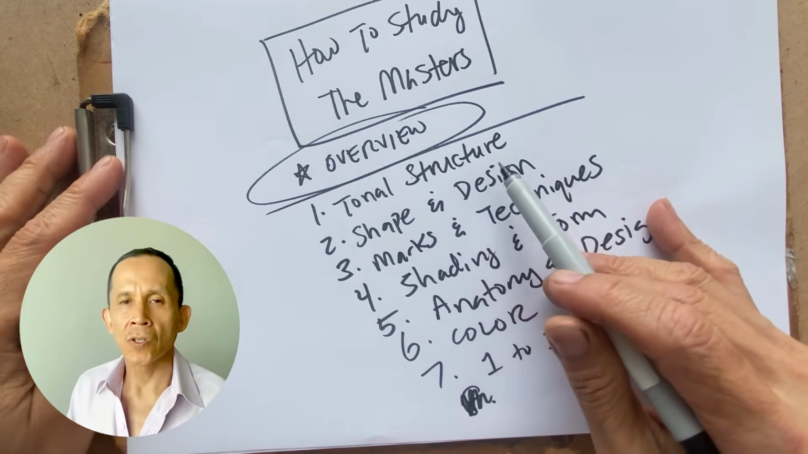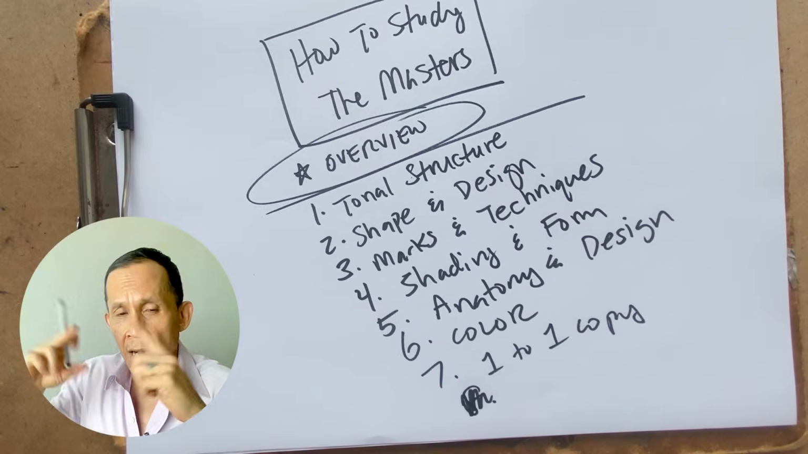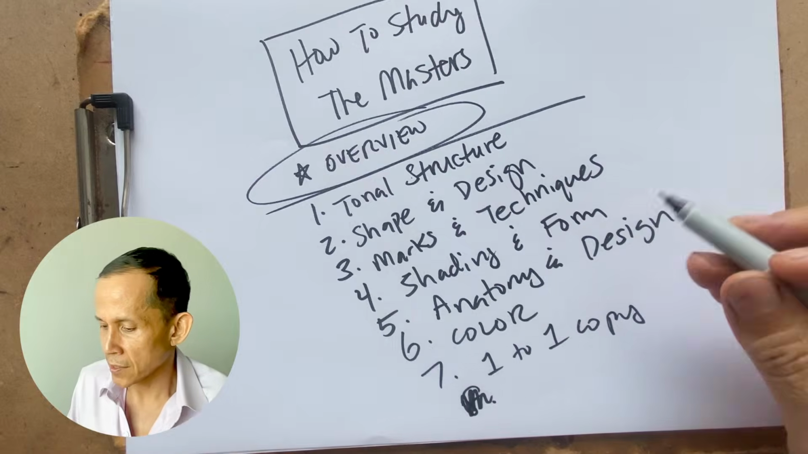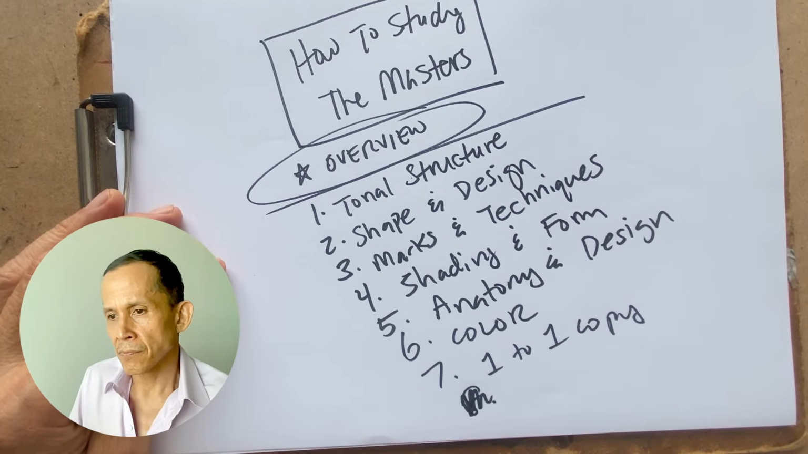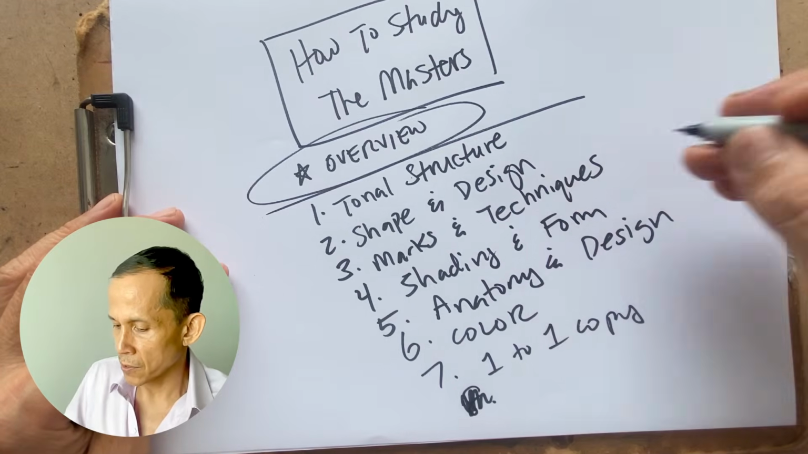So tonal structure is basically tonal composition, the tonal design, where the dark masses are, the light masses, and how they are arranged, the value keys, how dark it is, how light it is, how much contrast. It's mostly a compositional practice. So that's what I love about tonal structure.